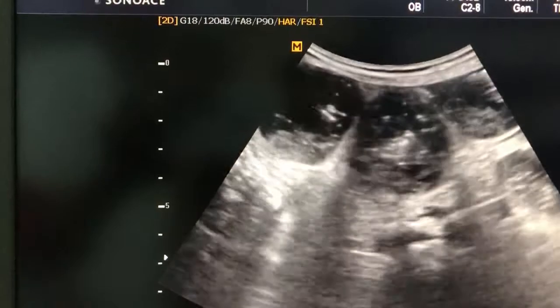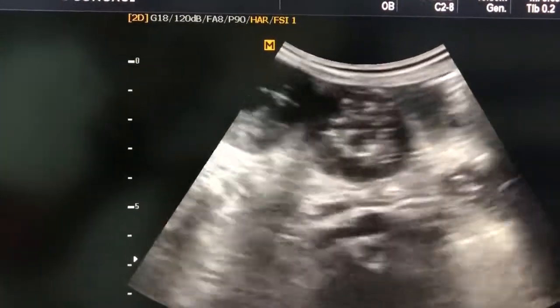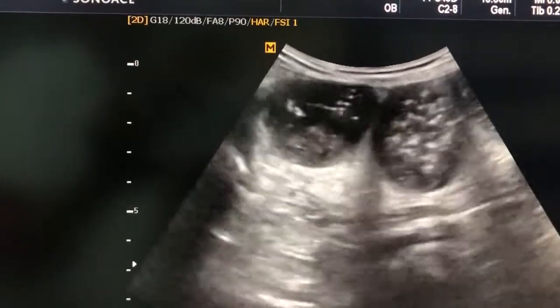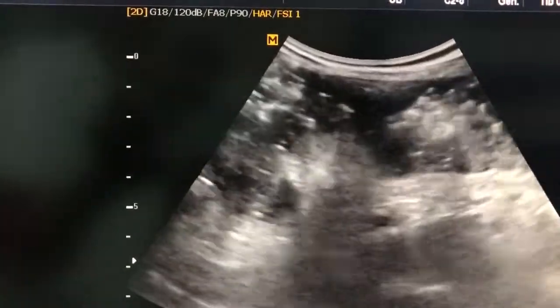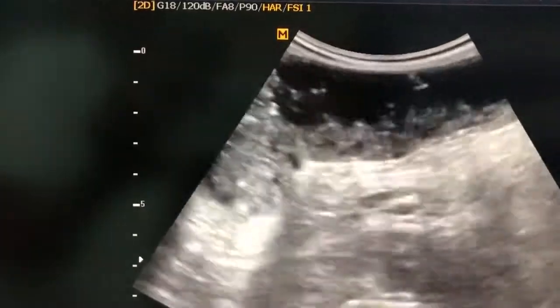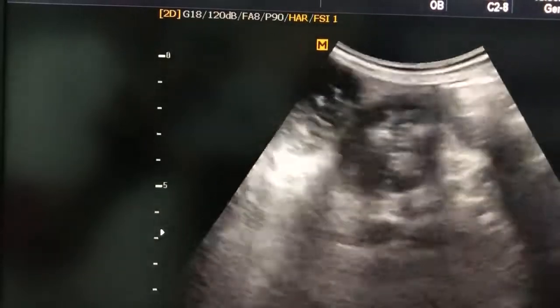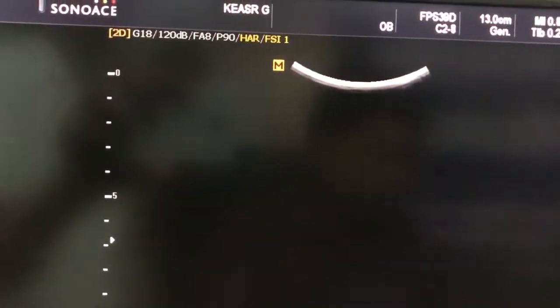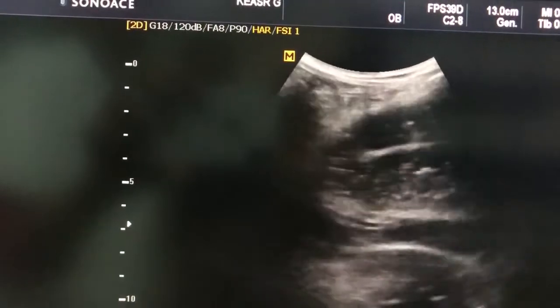In a few loops there is a very weak peristalsis, but this is a case of paralytic ileus, early developing. It is already developed, I think, because all loops of small bowel are seen dilated. This right hypochondrial region, here in left iliac fossa, here in right iliac fossa also.